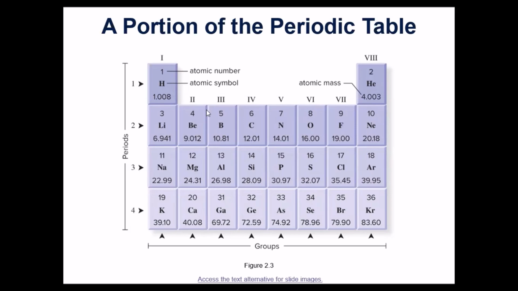The other thing you can see here are the groups. The groups are basically columns. Okay, and the groups have Roman numerals designating which group you're looking at. 1 through 8 are the groups. And number 1 is listed there, group 1, group 2, 3, and on down till you get to group 8. And then periods are essentially rows going across.